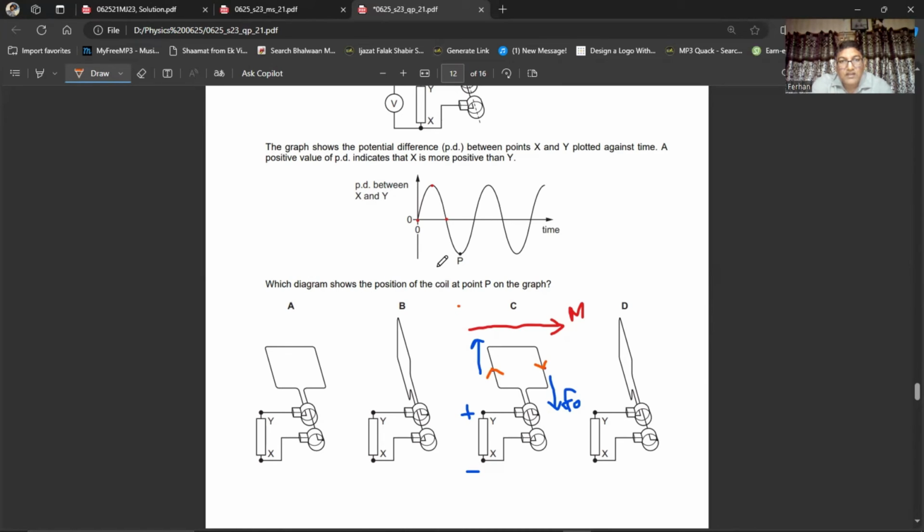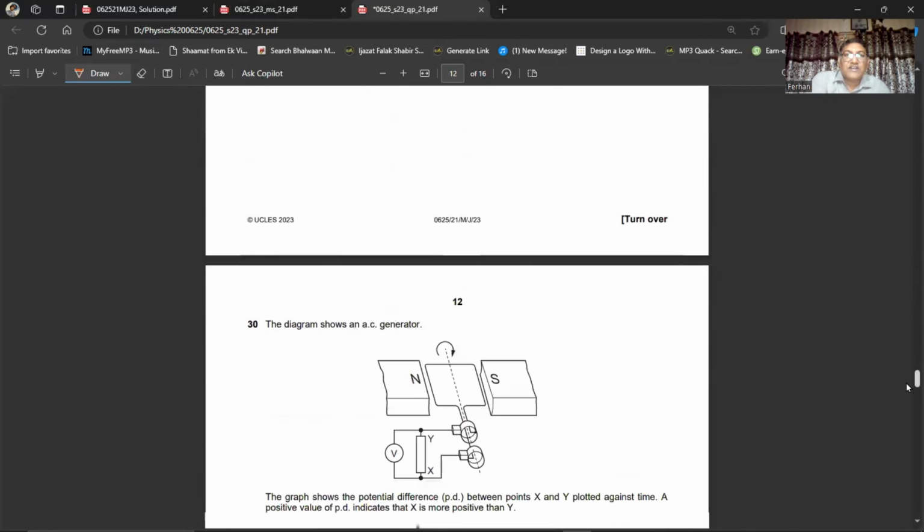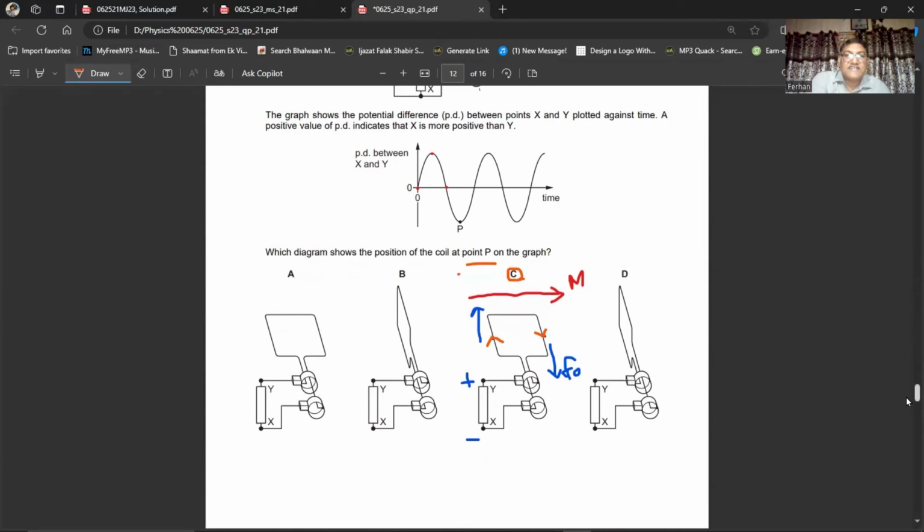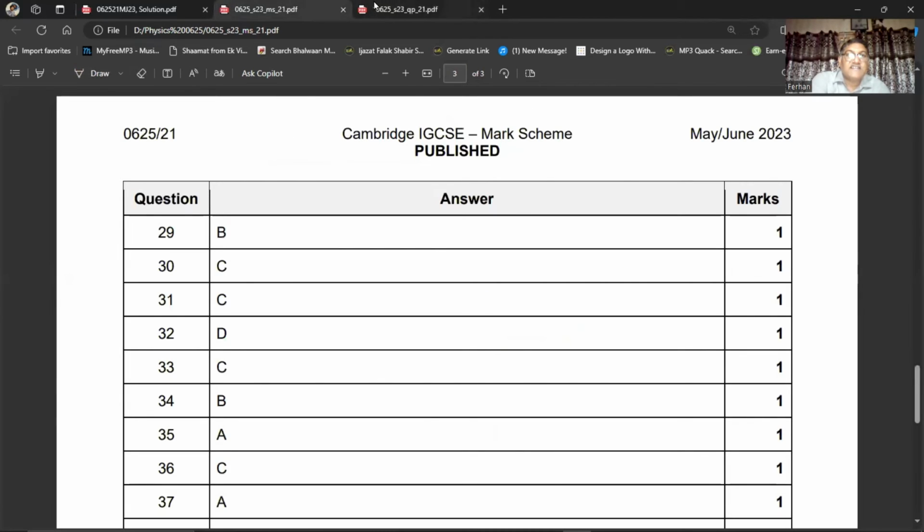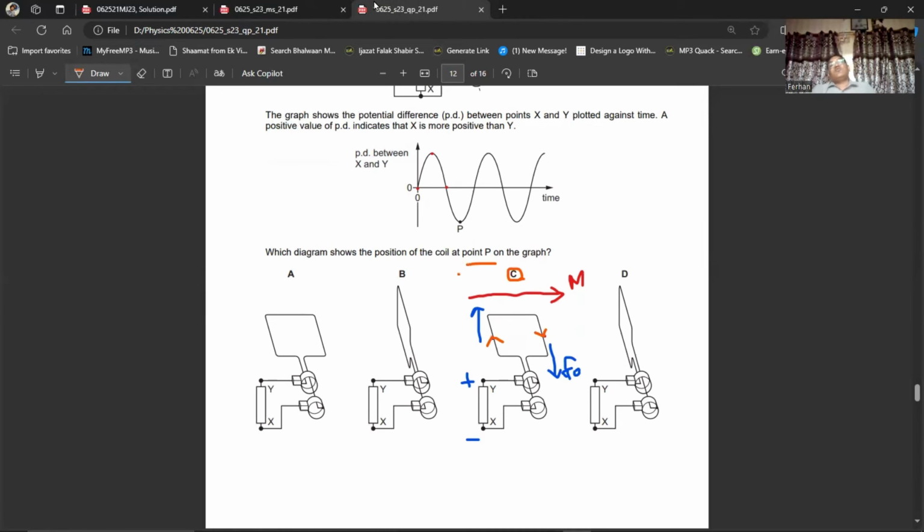We are looking for the point P. At the point P, the X is negative. So C is the answer. It's a very, very conceptual question. Not easy. It's not easy to answer this. Question number 30, C is the right answer, sir. But this question is not easy.